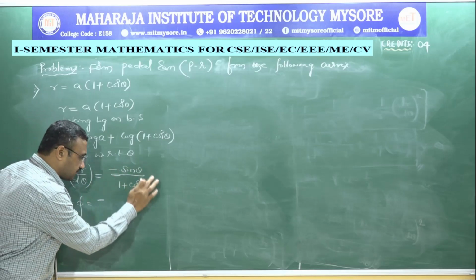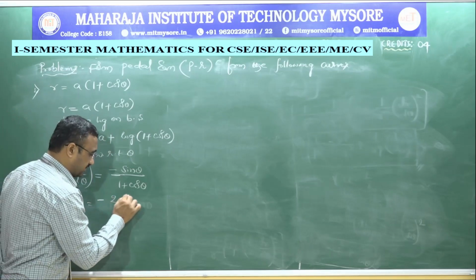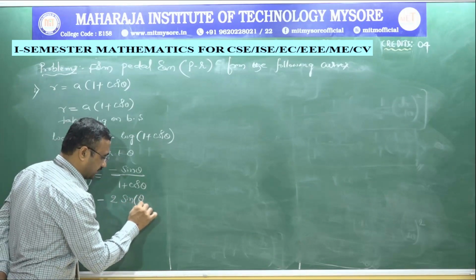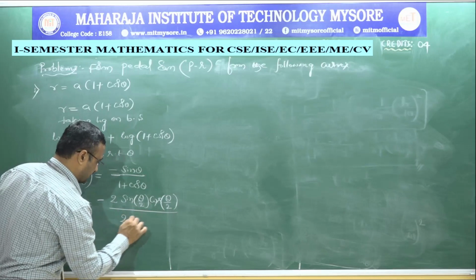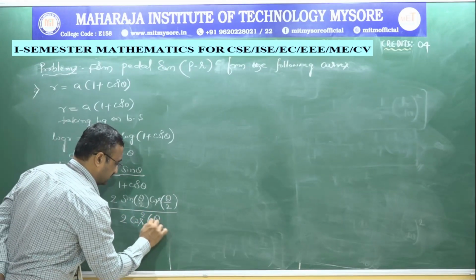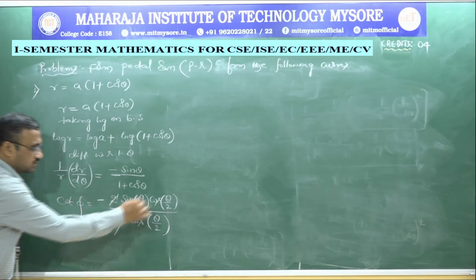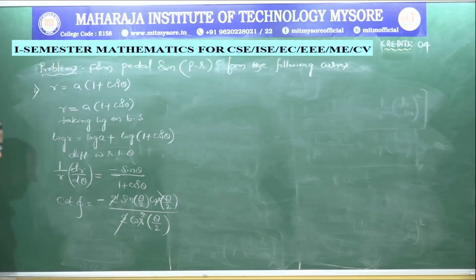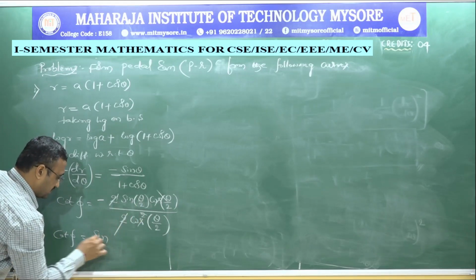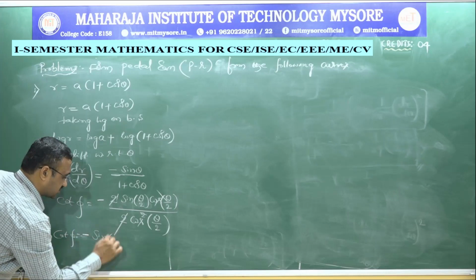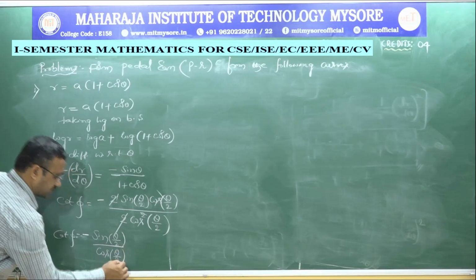Then I am going to extract the value of phi. I am going to reduce this function in terms of cot or maybe tan. So use the half angle formula: sine theta by 2 into cos theta by 2, all divided by 2 times cos square theta by 2. Now the 2 and 2 will be cancelled, and one cosine will be cancelled. Finally, we have cot phi equal to minus times sin theta by 2, all divided by cos theta by 2.